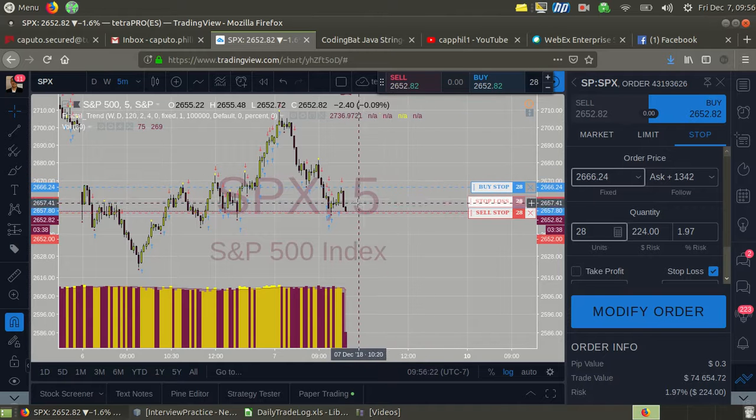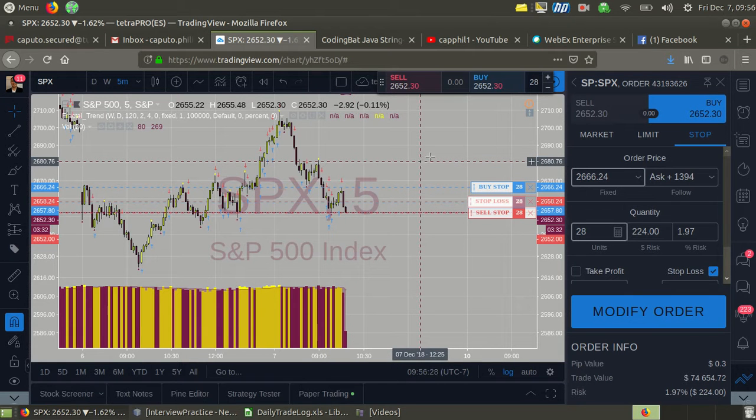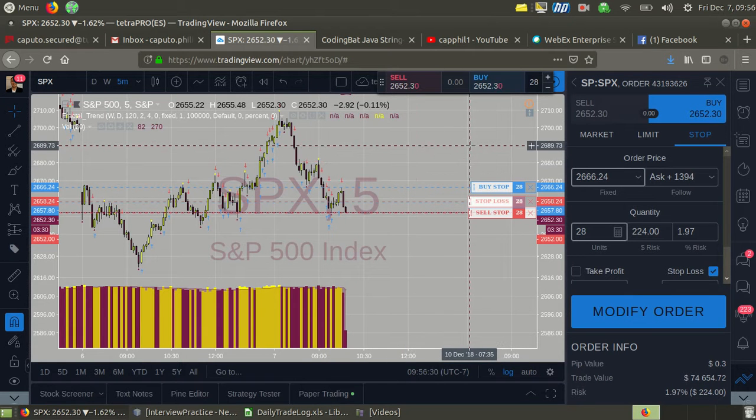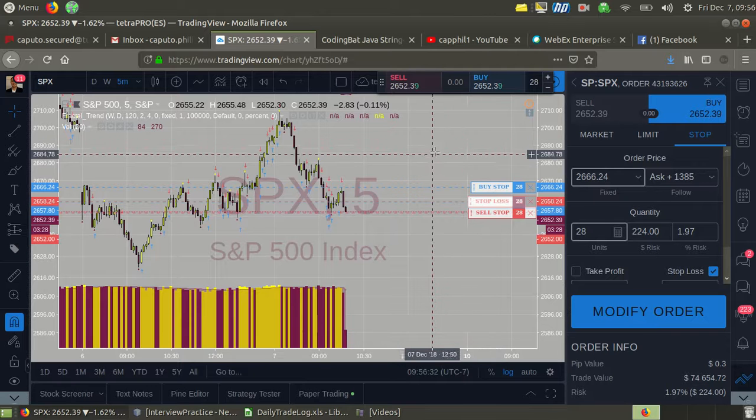Continue to wait. It looks like we're getting close to our entry here. So if we can get in there, we'll reduce risk as fast as we can. That's the name of the game. So we'll see. Continue to wait, continue to watch.